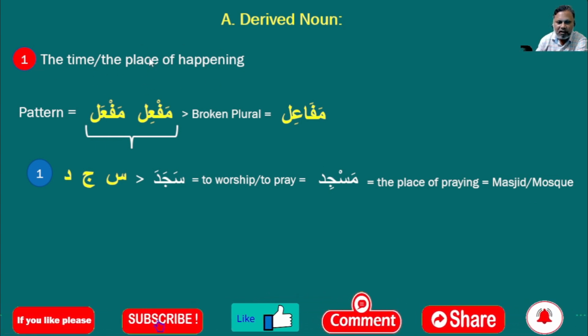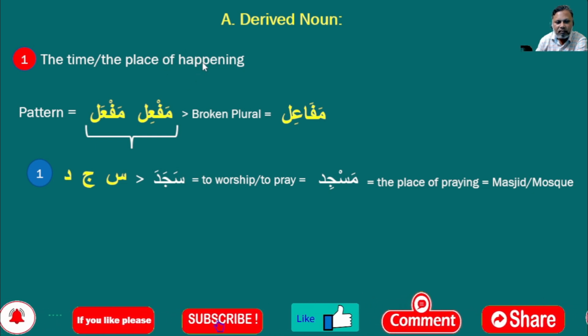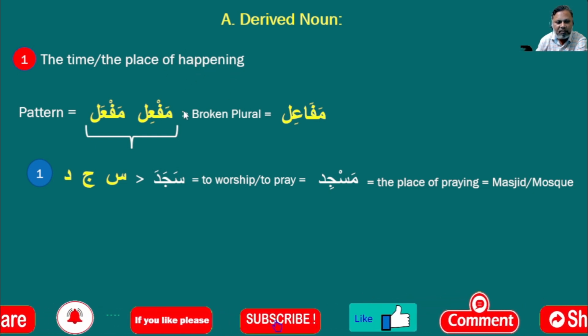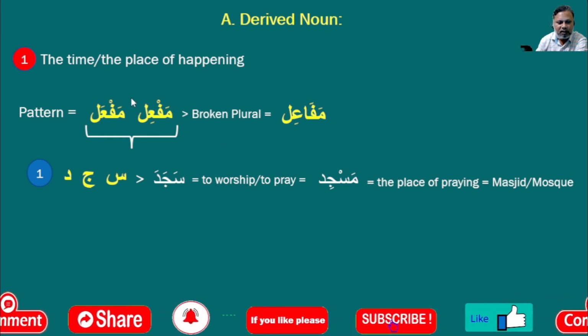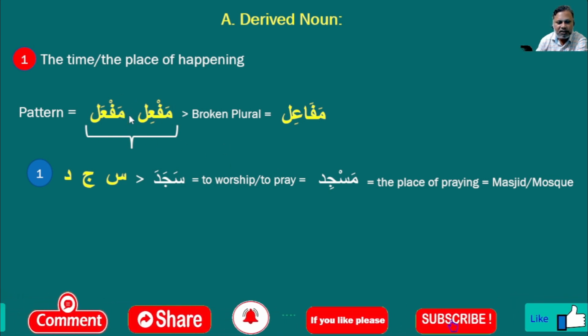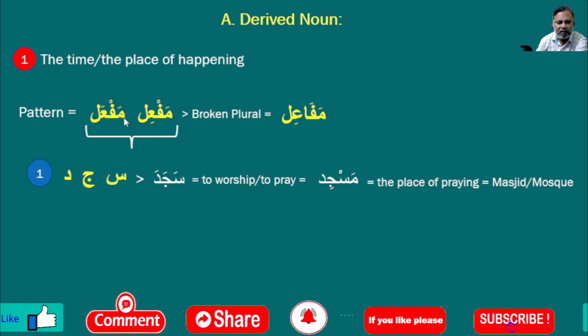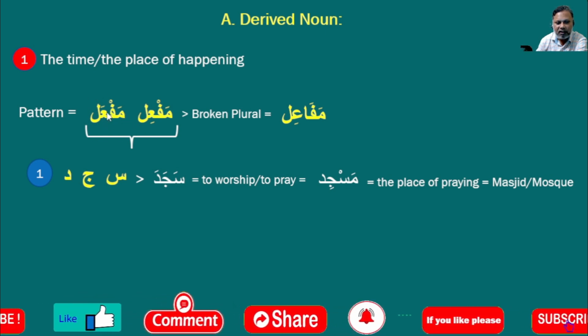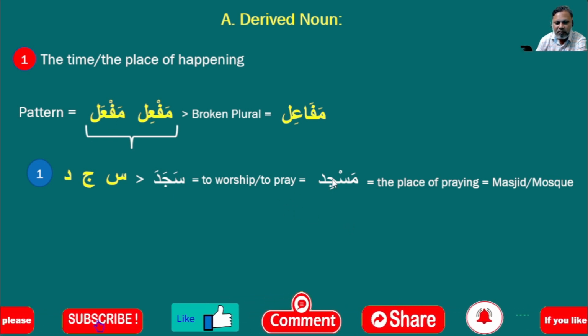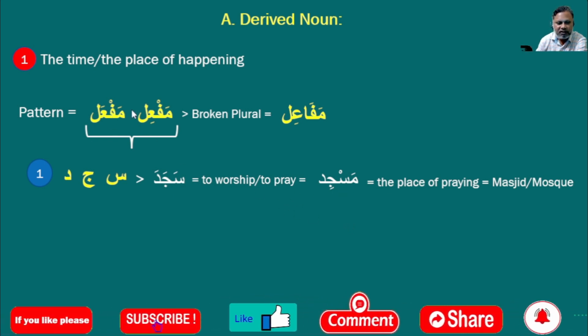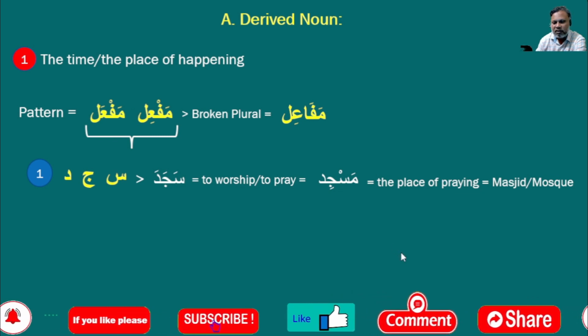This type of noun is made by using this pattern. We just have to introduce the additional letter mim before the main three root letters, and there is a sukun on the first letter. Masjidun follows this pattern to produce the noun.